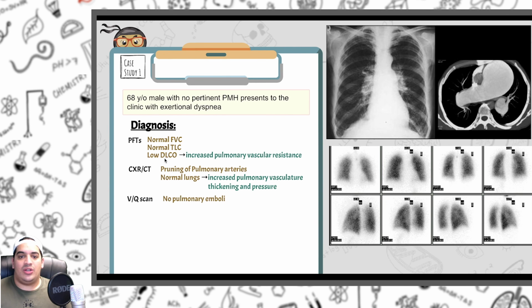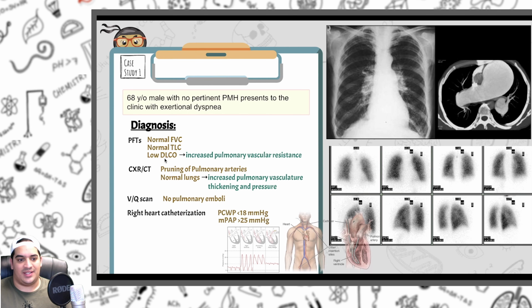Let's go to a VQ scan. This will help me also. I could do a CTPA, but VQ scans have actually been shown to be more beneficial because I want to rule out a type 4 cause. Is there any kind of chronic pulmonary emboli present that are causing ventilation perfusion deficits here? Because that also can cause increased pulmonary vascular resistance. And I do a VQ scan, and if I did a CTPA, I would show no evidence of any pulmonary emboli with ventilation perfusion deficits.